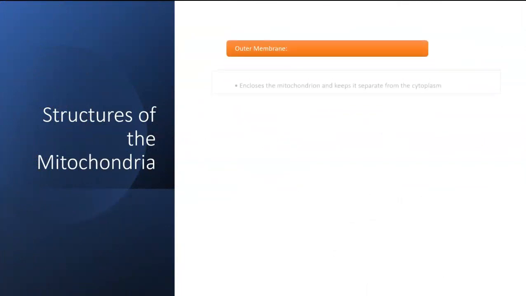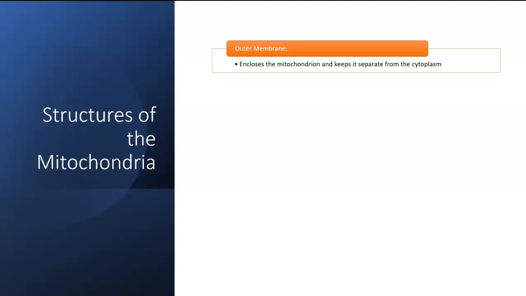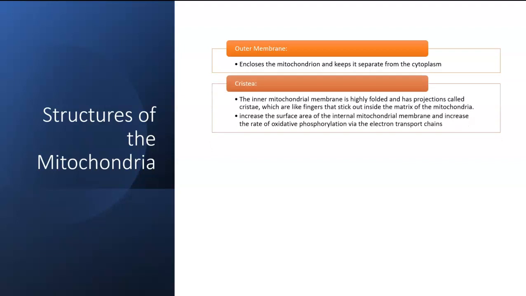Alright, so structures of the mitochondria. We've got the outer membrane that encloses the mitochondria and keeps it separate from the cytoplasm of the cell. We've got the cristae. So the inner mitochondria membrane is folded into these projections called cristae, and they're like fingers that stick out inside the matrix of the mitochondria.